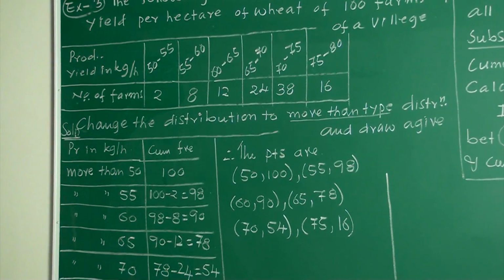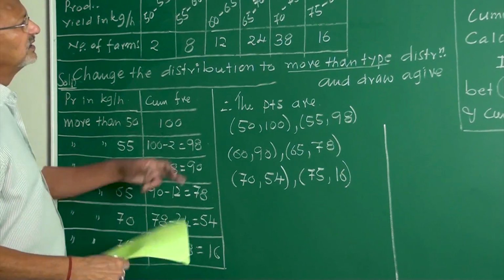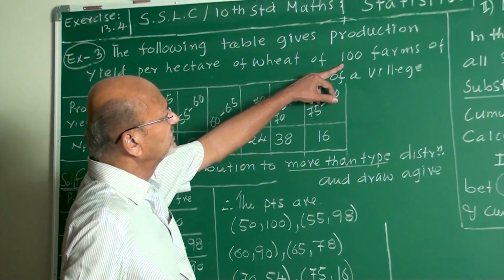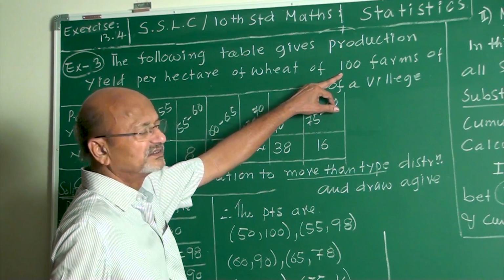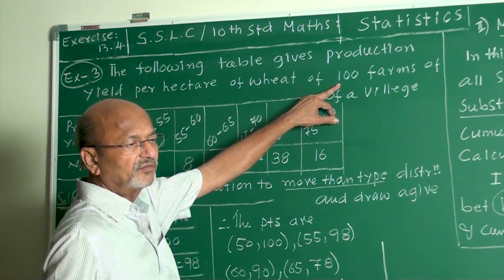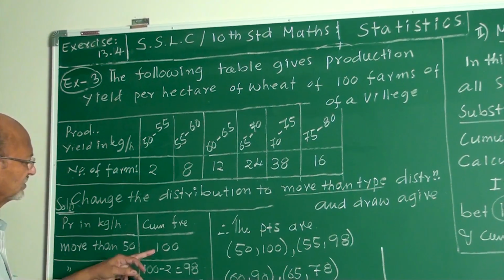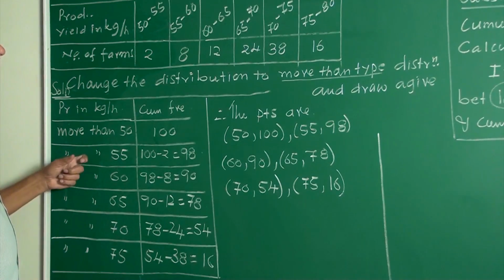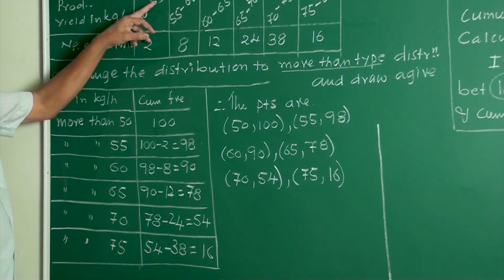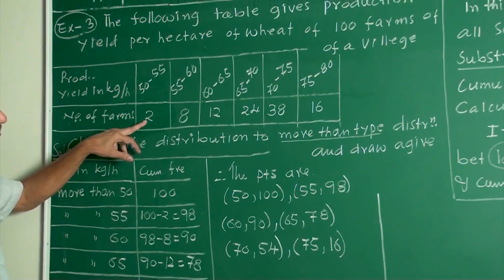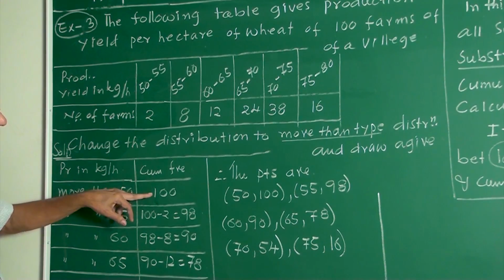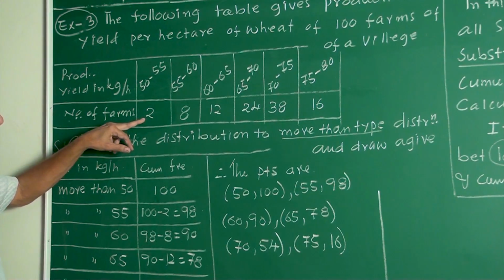What is more than 50? More than 50 means what? How much is the total number given? It is 100 farms. More than 50 means all this 100 comes, my friends. This is 100. More than 55 means you have to exclude these. In this 100, you must subtract this 5.